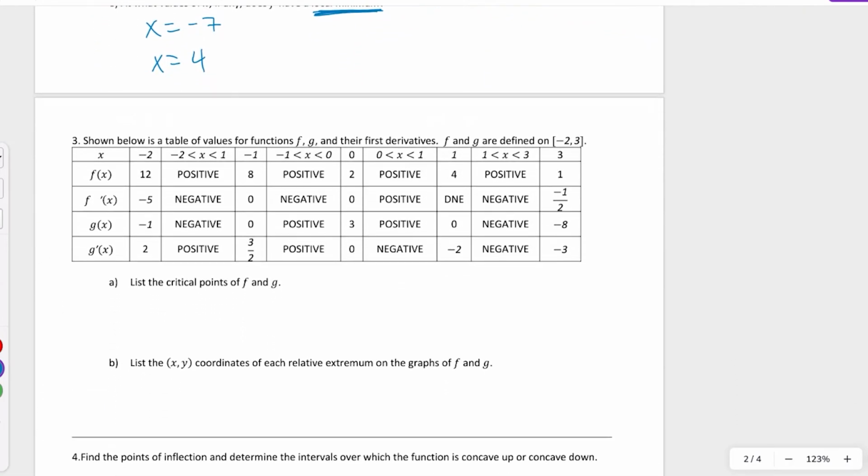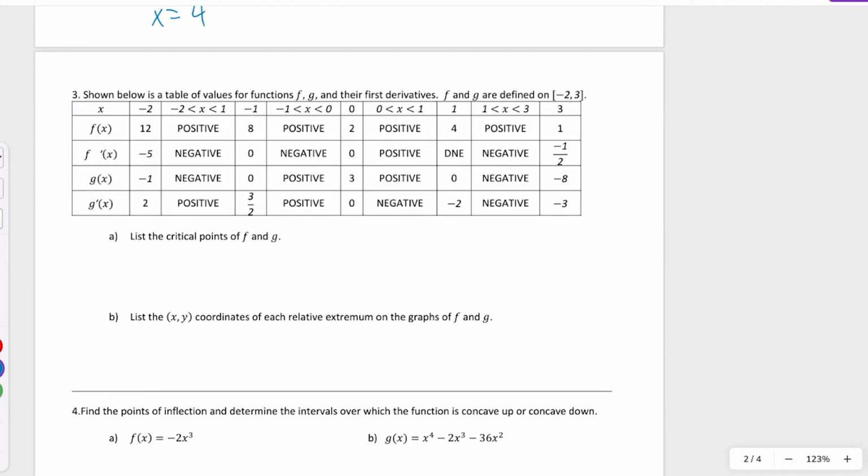Number 3, we have this gigantic table. And part A says list the critical points of f and g. Okay, so for f, we're looking for where f prime is 0, and we see that's happening here when x is -1. Let's see where f prime of x is 0 here, so that's going to be at 0. It does not exist at 1, so we'll go ahead and list that as well.